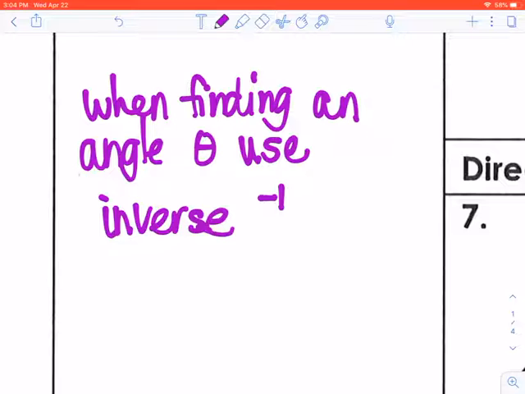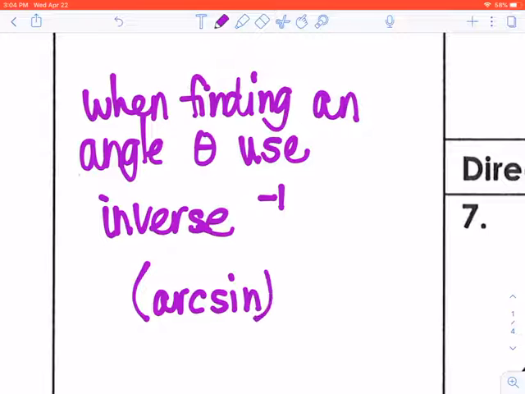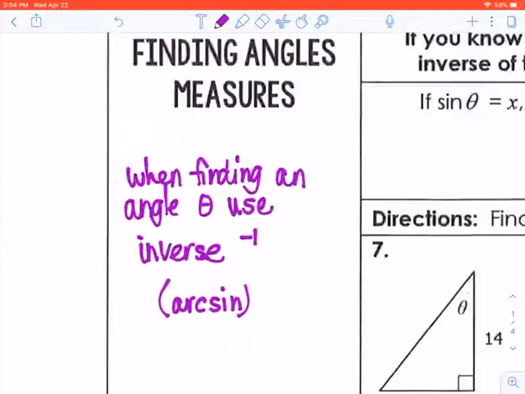This isn't to the -1 power, but that's where it is. It kind of looks like the exponent, okay? It's a superscript. That's what we're using. You might also see on your calculator something called arc sine. That is the same exact thing. It's inverse sine is what it is, okay? So we'll be using this, and I'll show you how.